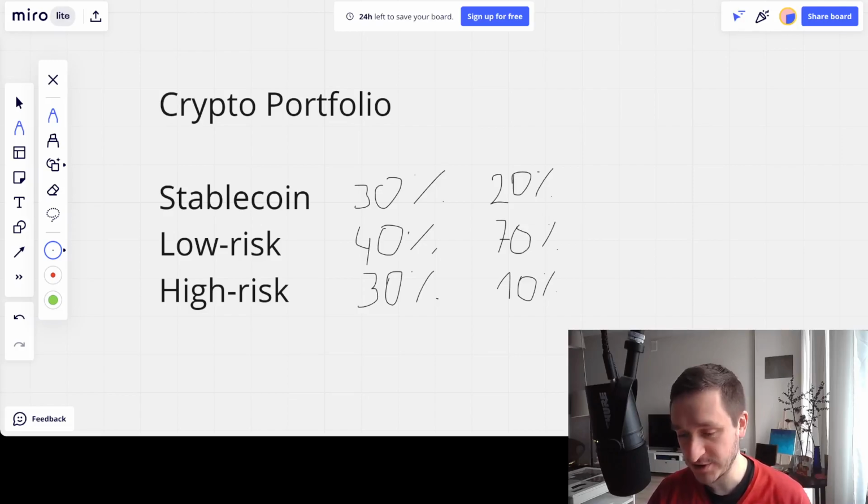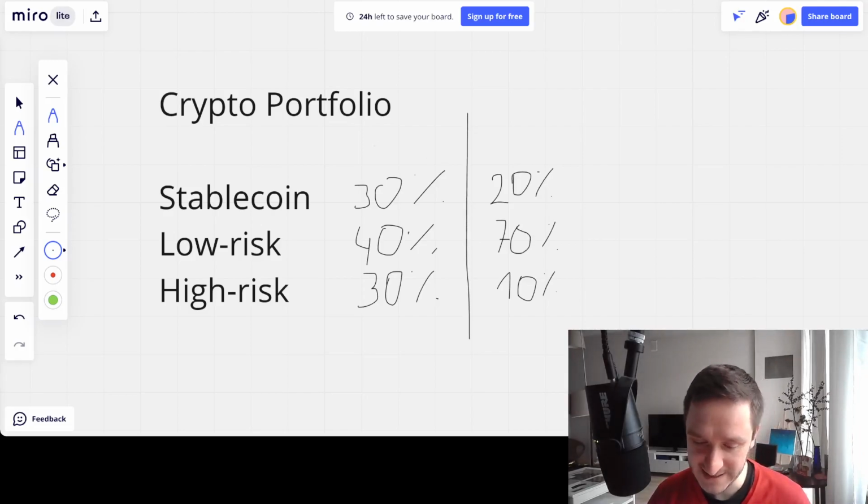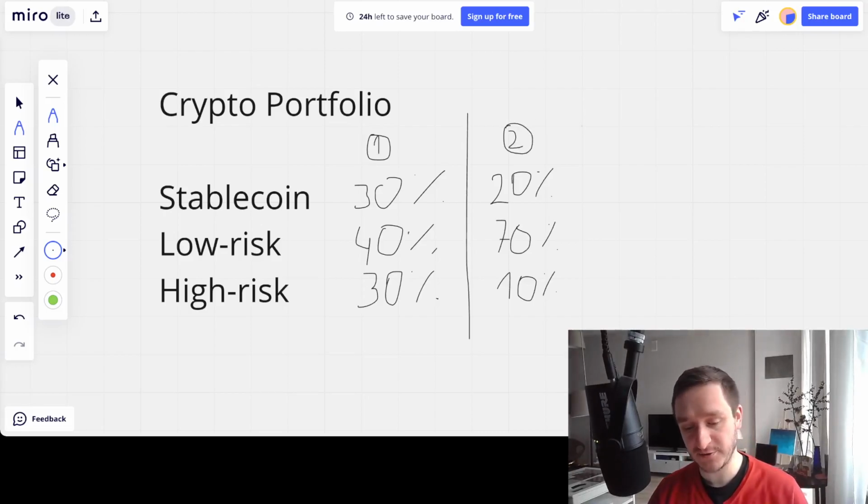What you see right now on the screen is an example of how a portfolio might be constructed. Those are actually two examples that you see here, number one and number two. But basically, you can split your crypto portfolio into these kinds of buckets where you have stable coins waiting to be deployed on the market. You have low risk coins and high risk coins, so different kinds of risk attached to them.